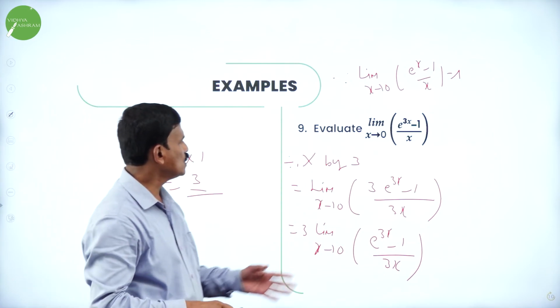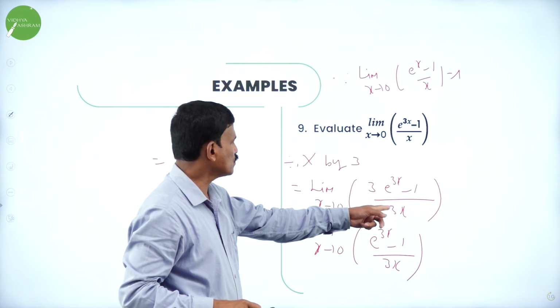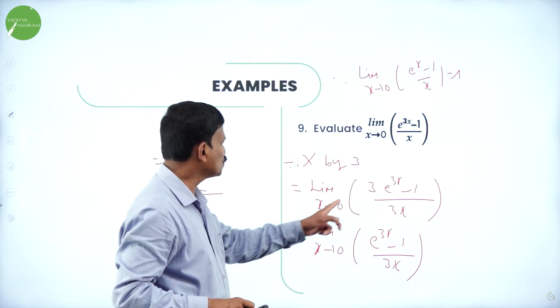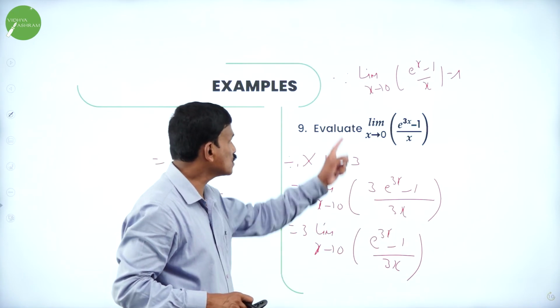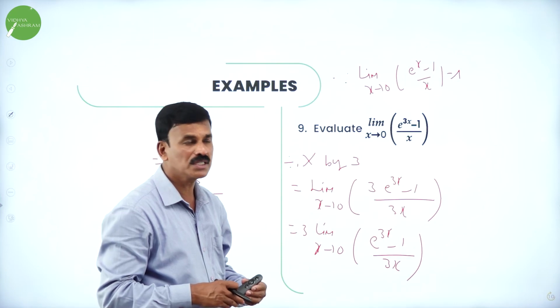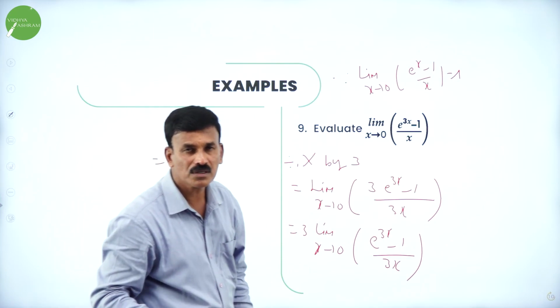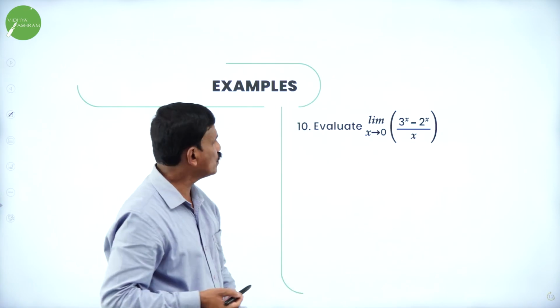Very simple problem. Just multiply and divide by 3: 3 into e to the power of 3x minus 1 divided by 3x. So, just take the constant 3 out: 3 into limit x tends to 0 of e power 3x minus 1 divided by 3x. This is of the form e to the power of x minus 1 by x, that's equal to 1. So, 3 into 1 is equal to 3, the simplified answer. That's it. Hope you followed. Right. Now, let us come to the next problem.